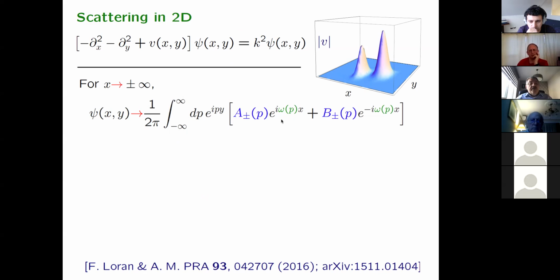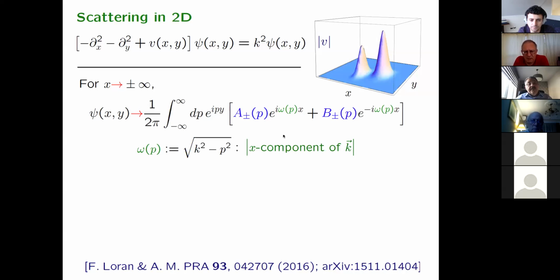So since I'm in 2 dimensions, it will have an exponential of something times x and an exponential of something times y. Call this p, call this omega, and then you can get the most general expression which would satisfy the Schrodinger equation. It will look like this. But the coefficient of omega, which is essentially the component of p along x, is related to the coefficient of p along y because their squares should add up to k squared here. So this omega of p is related to k and p like this.